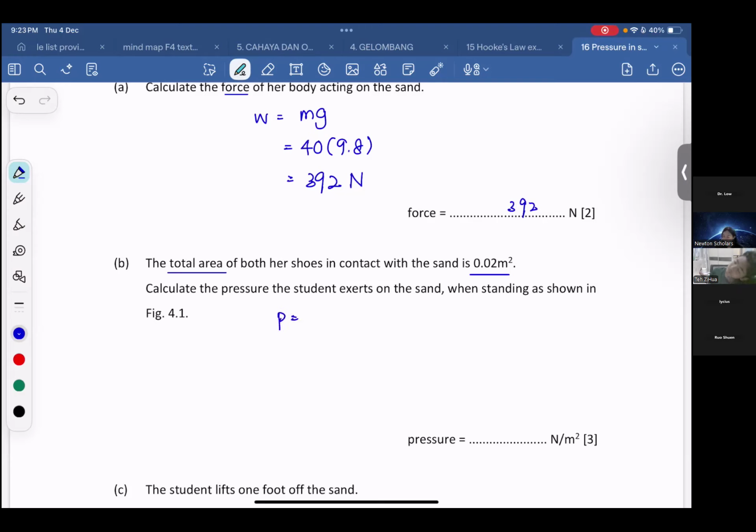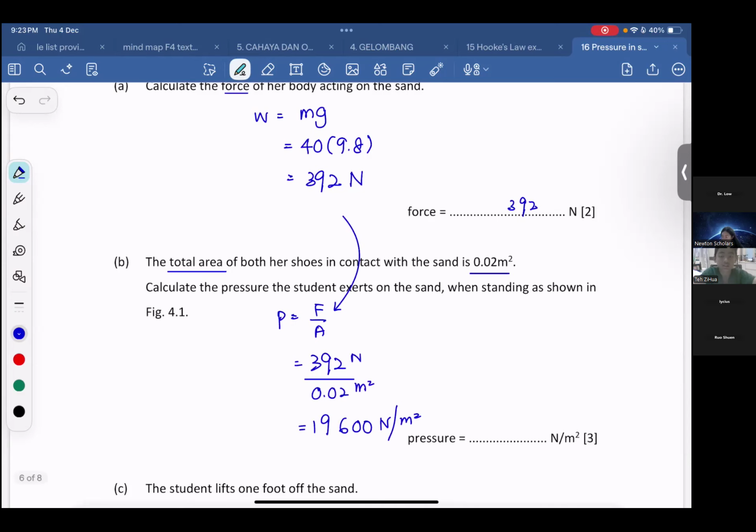Okay, so P equals F over A. The force, you already have. 392 divided by the area, 0.02. So my answer, let me check. Emily, is your answer correct? Yes. Okay, 19600 Newton per meter square. Because this is Newton, this is meter square. So 19600 Newton per meter square. Three significant figures: 1, 2, 3. Three significant figures.